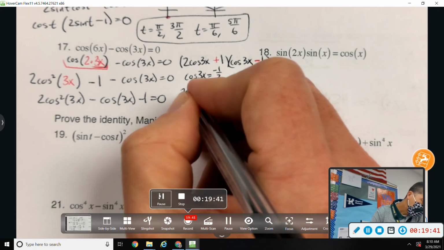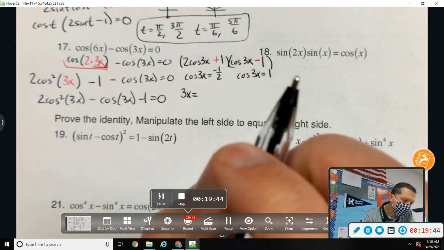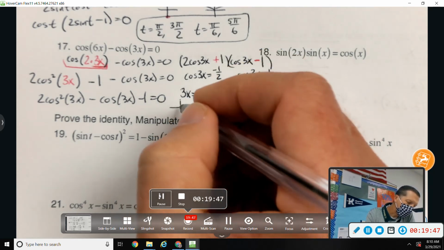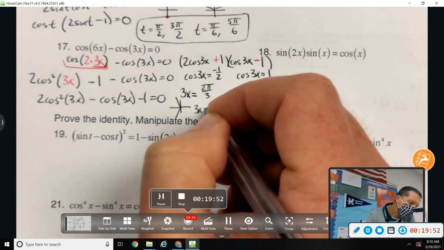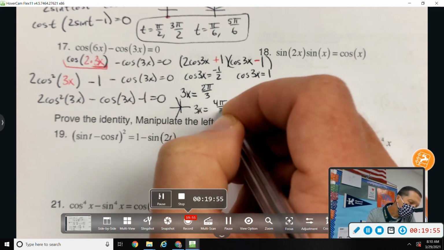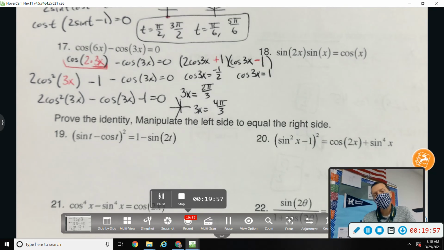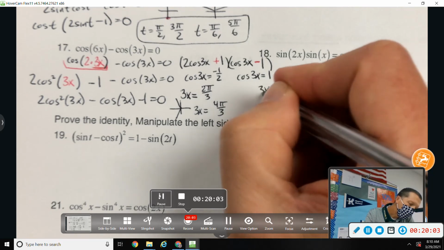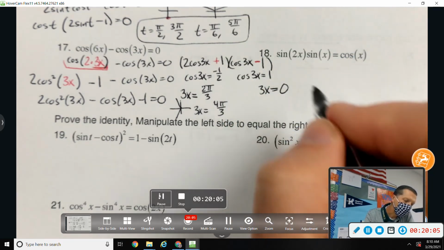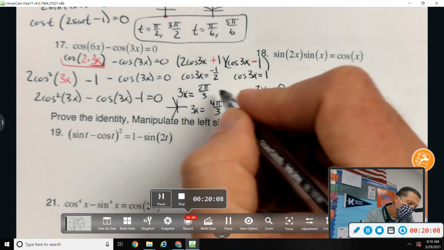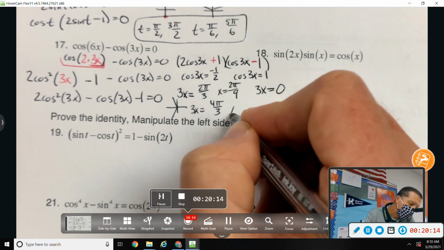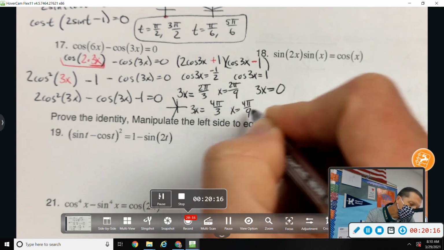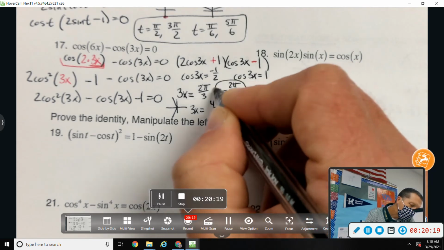So that means 3x equals, let's see, where's cosine negative 1/2? It would be 2 pi over 3 and 4 pi over 3. But that's what 3x is. Then we got to divide by 3 to get x by itself. Although, maybe I want to do this one. Oh, that one's easier. 3x would just be 0. So, running out of room. X equals 2 pi over 9. X equals 4 pi over 9. And x equals 0.